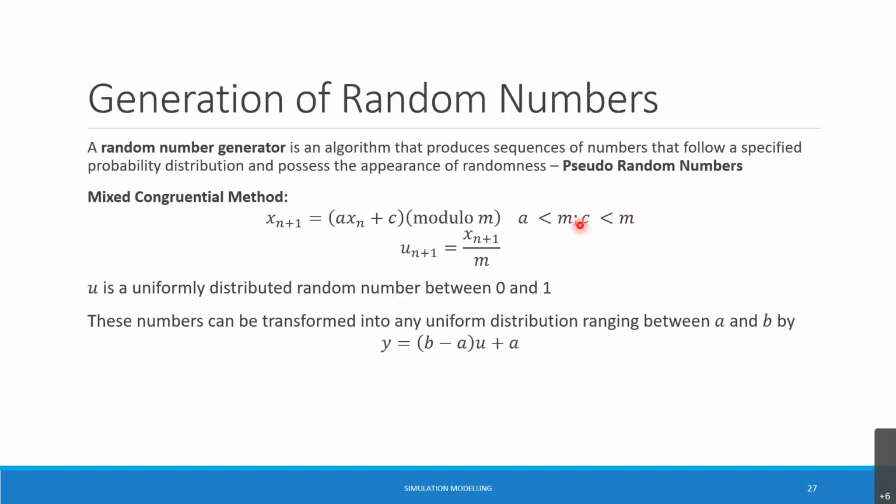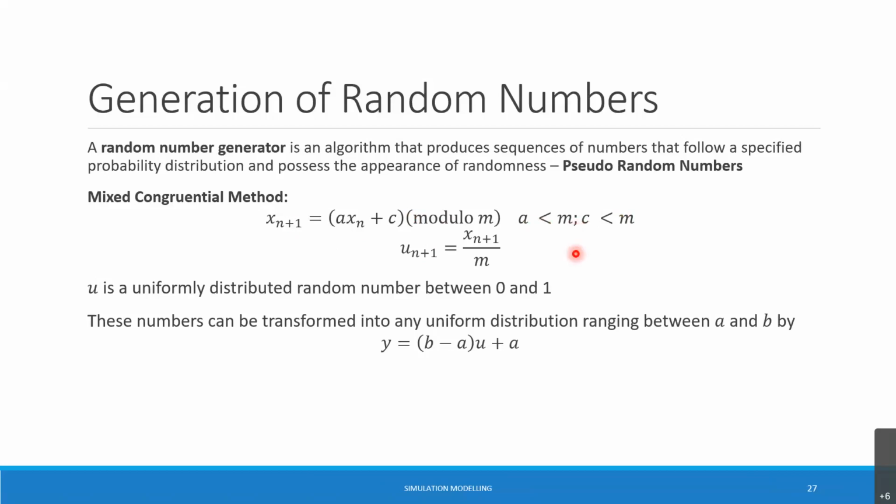A and C should be very small compared to M, and M usually should be very large, because otherwise there'll be a cycle and also a sequential dependence. Once you have sequential dependence, then obviously they are not random. So you need to choose the values of M, A and C carefully. M is usually chosen as a very, very large number, so that there's no cycle.